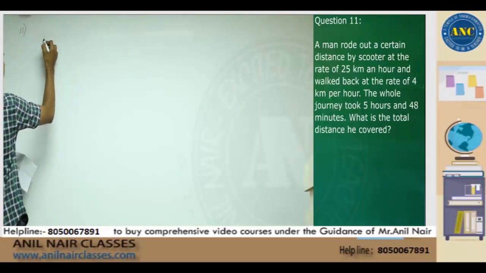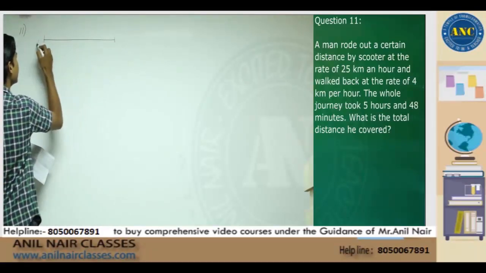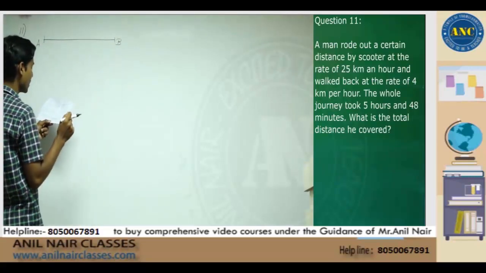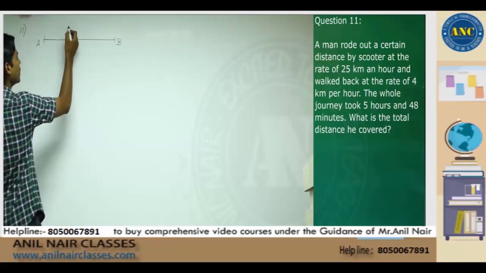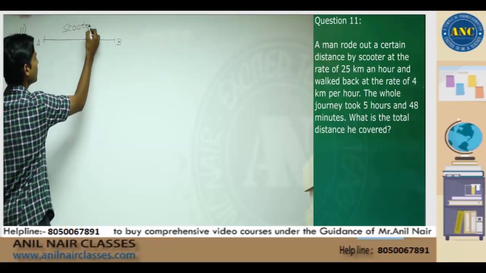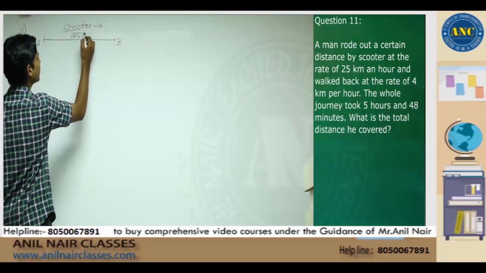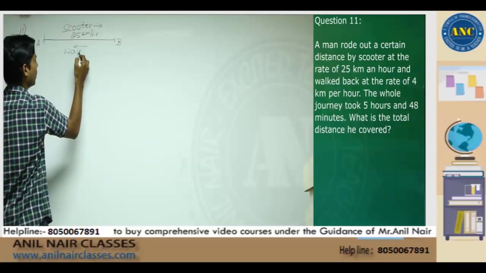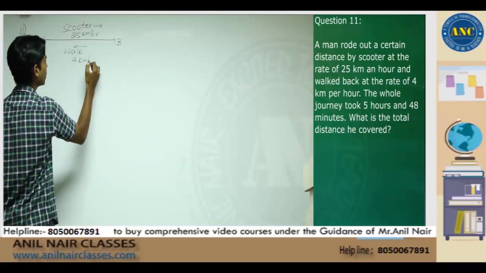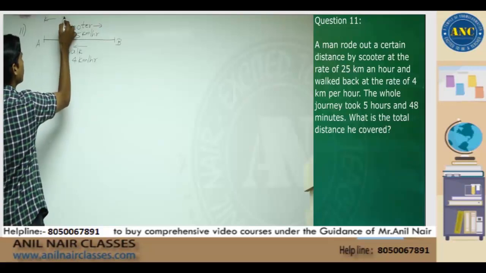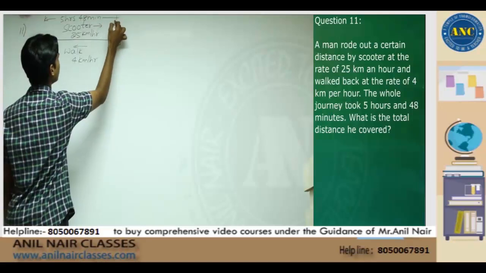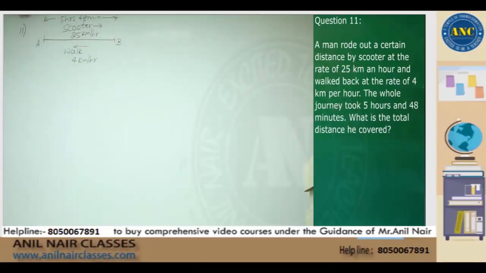See here. Let us understand the question. A person is travelling from A to B. A man rode out a certain distance by scooter at the rate of 25 km per hour, and he is returning by walk at the rate of 4 km per hour. The whole journey took 5 hours and 48 minutes. Find the total distance he covered is the question.